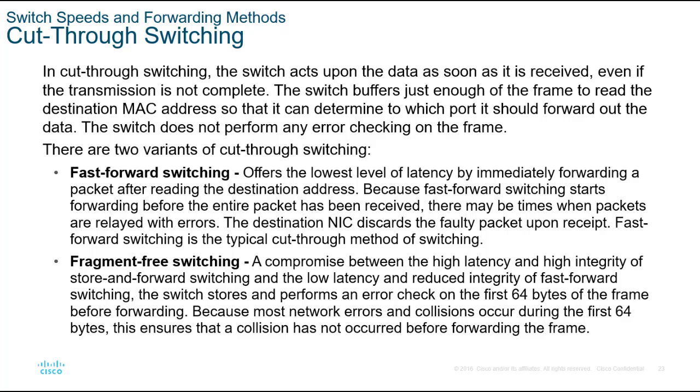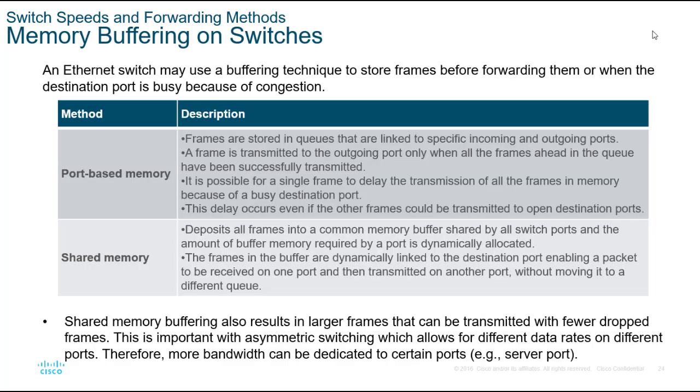Some switches will perform cut-through switching on a per-port basis until a user-defined error threshold is reached and then automatically change to store and forward. When the error rate falls below the threshold, the port automatically changes back to cut-through switching. There are times when an Ethernet switch may need to buffer or store frames in memory before forwarding them.